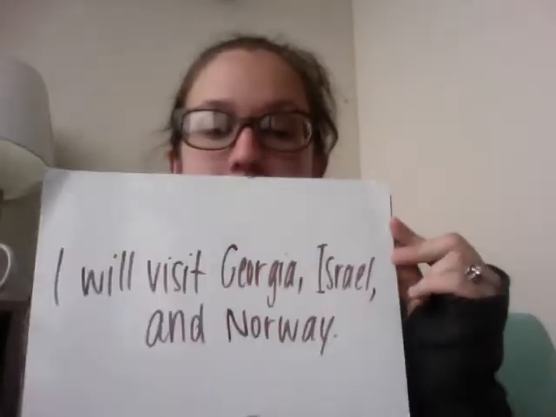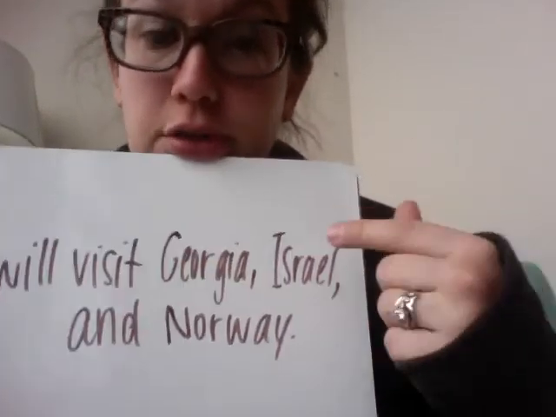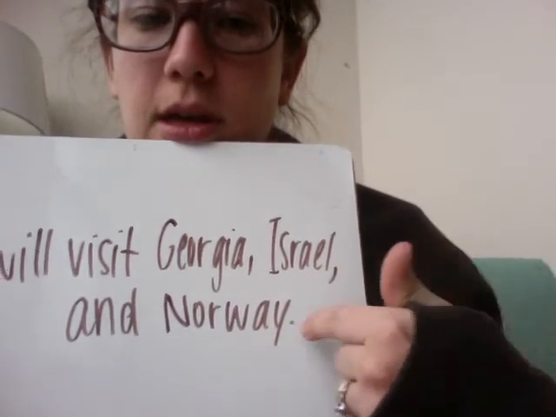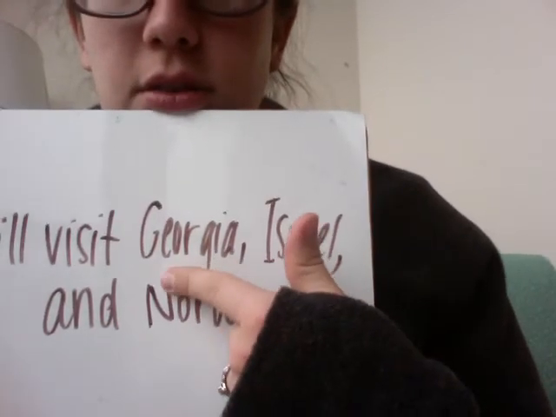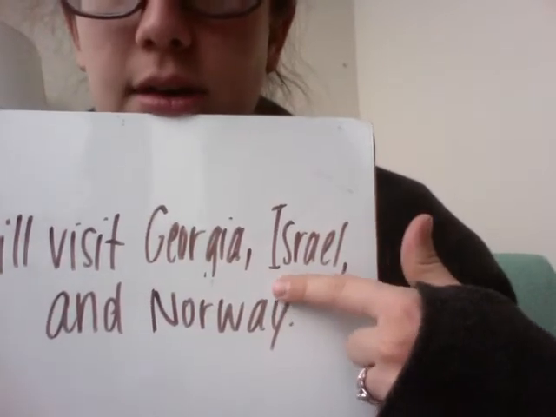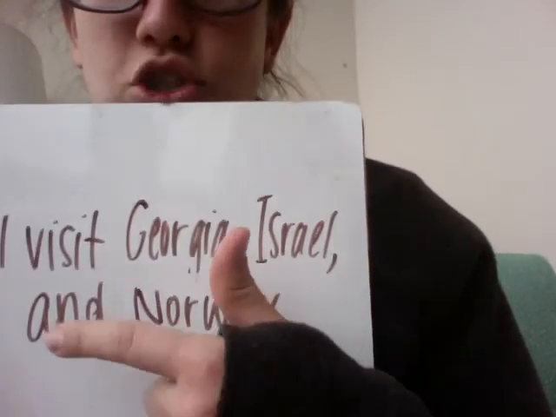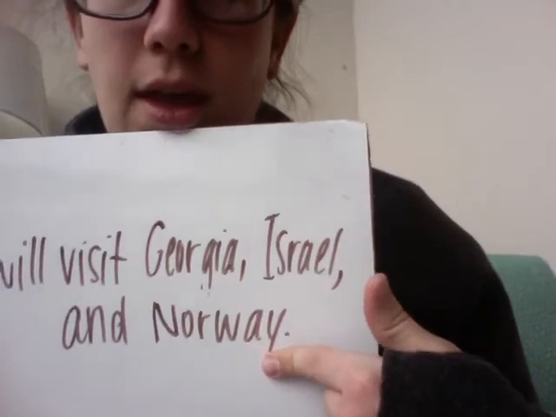I wrote down mine. I will visit Georgia, the country, not the state, Georgia, comma, Israel, comma, and Norway. So here, notice, list one place, comma, another, comma, conjunction, and Norway. Okay, that's how you should list it out.